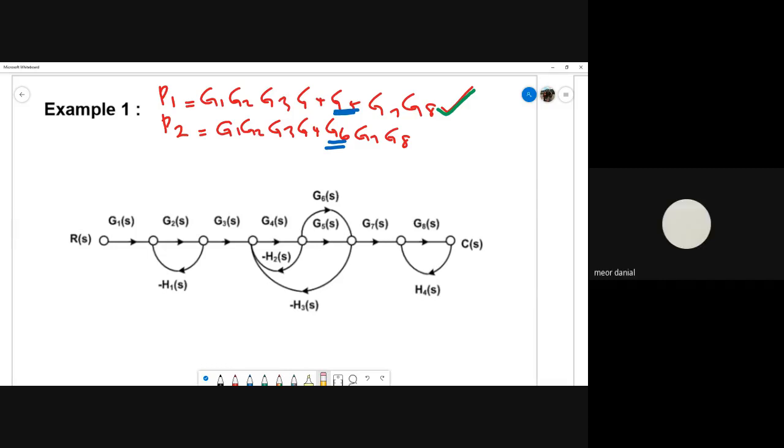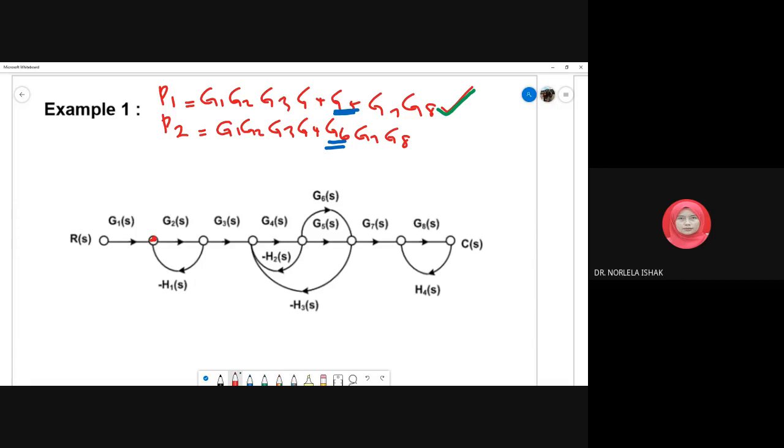Yang ada feedback. Ya, pandai pun yang ada feedback, yang ada arrow feedback tu kan? Okay, so the first one. Mana loop? Which one loop? H1, G2. H1, G2. Okay, meaning how to define the feedback?